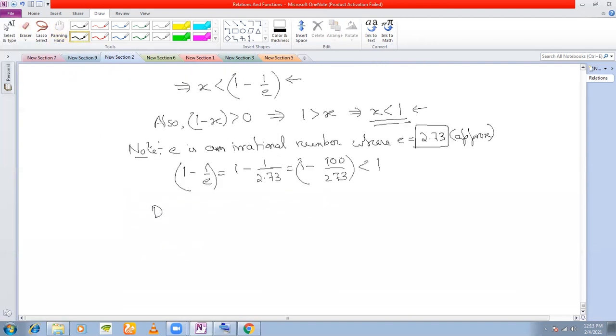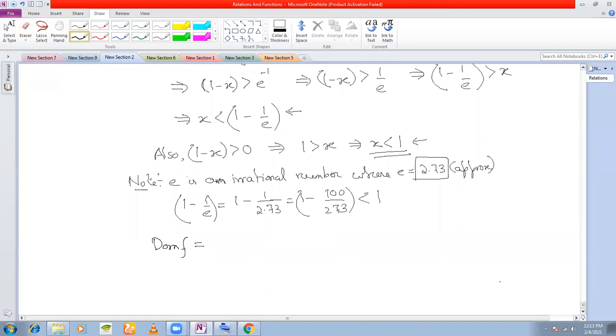That means what should be the domain of f? Tell me. If x is less than 1 is one restriction, and you have a number that is less than 1, that means which interval satisfies it? So from minus infinity, x is less than 1 minus 1 by e. That is, you can also write this as minus infinity, comma 1 minus 1 by e. Is this problem clear?